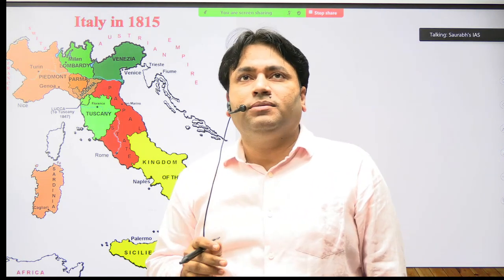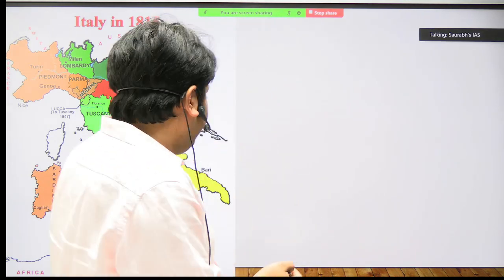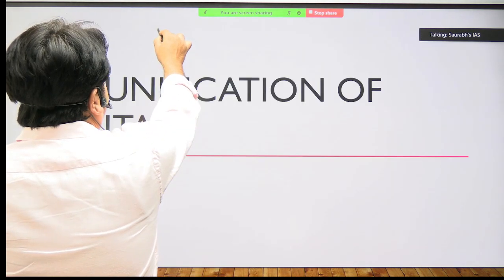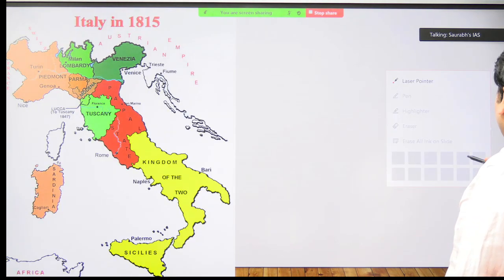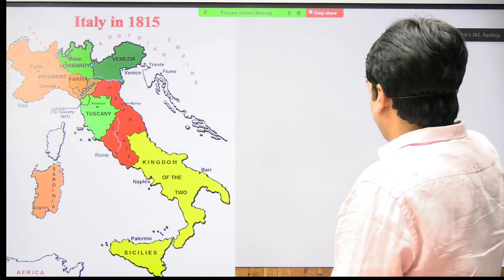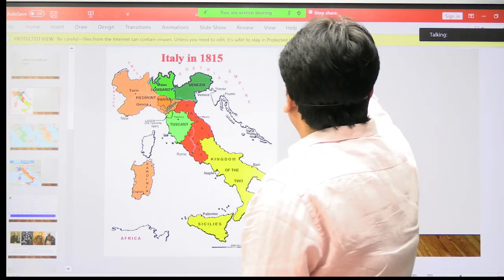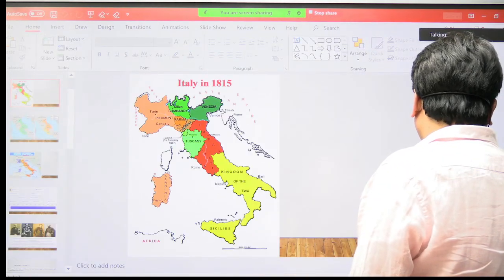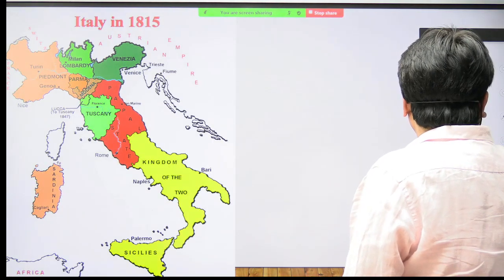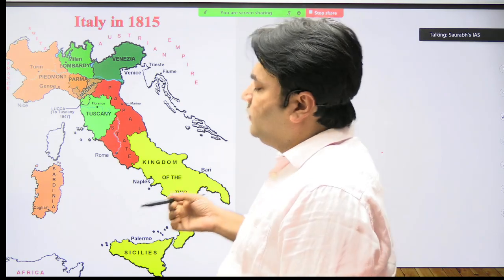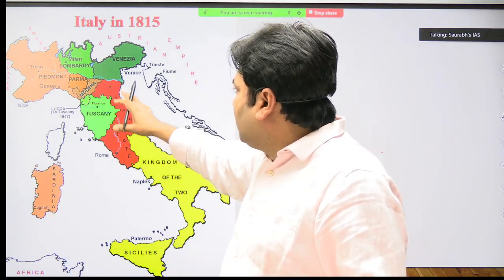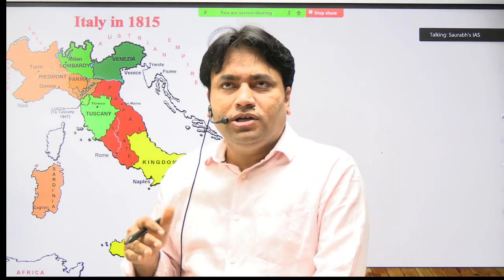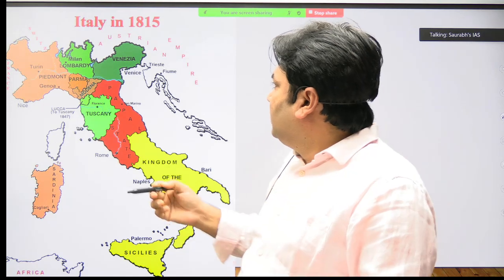This is the political map of Italy in the year 1815, and 1815 is known for the Vienna Convention. We already have discussed that 1815 is known for the Vienna Convention, and in the last class we discussed that in the Vienna Convention, these smaller territories were divided and distributed among the European powers. They are basically the powerful monarchs of Europe.